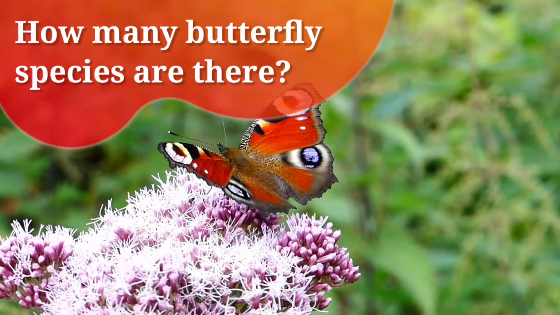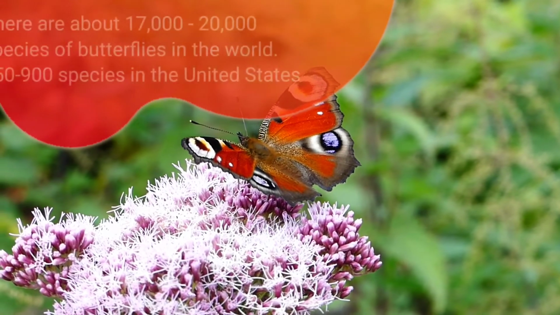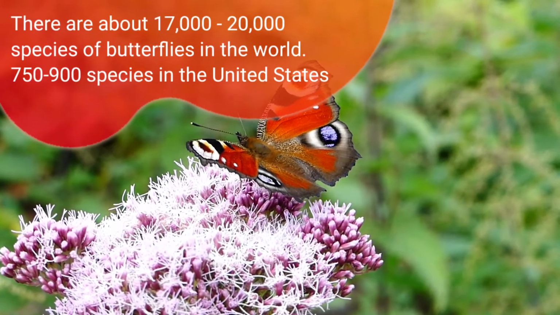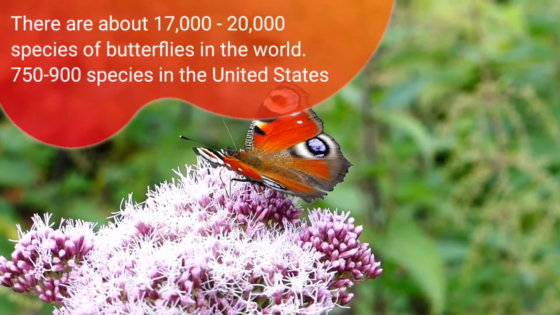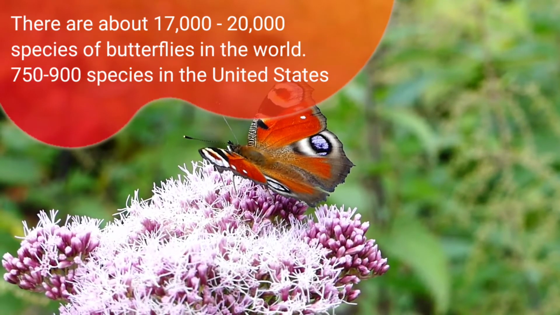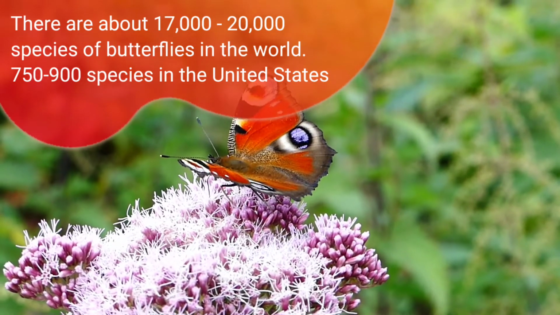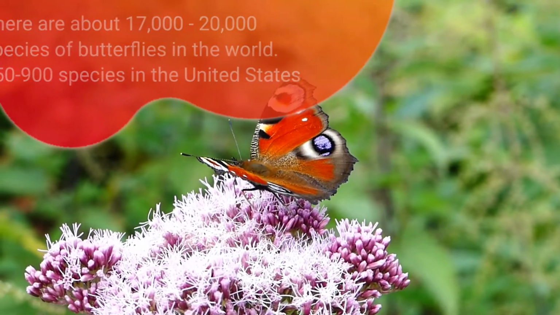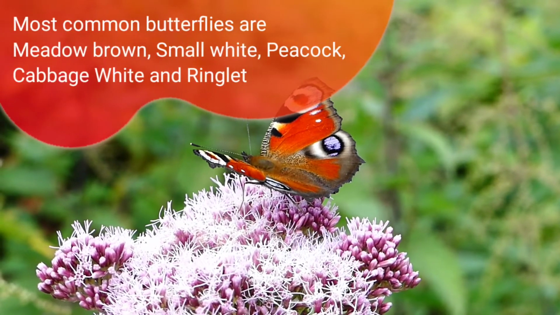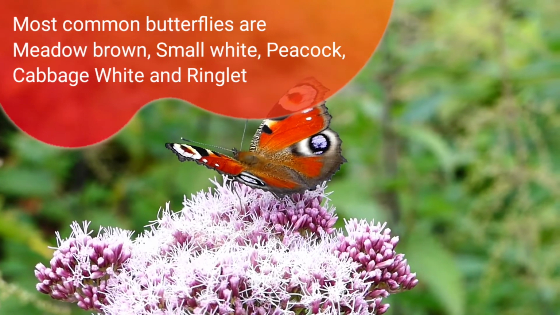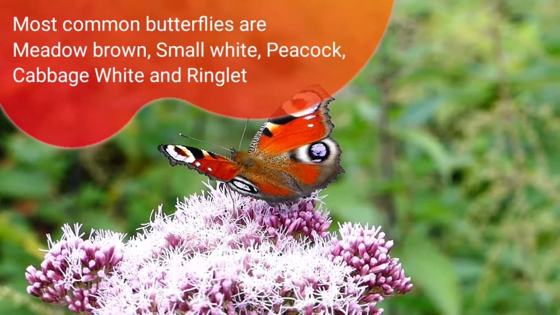How many butterfly species are there? There are about 17,000 to 20,000 species of butterfly in the world, and around 750 to 900 species in the United States. And the most common butterflies are meadow brown, small white, peacock, cabbage white, and ringlet.